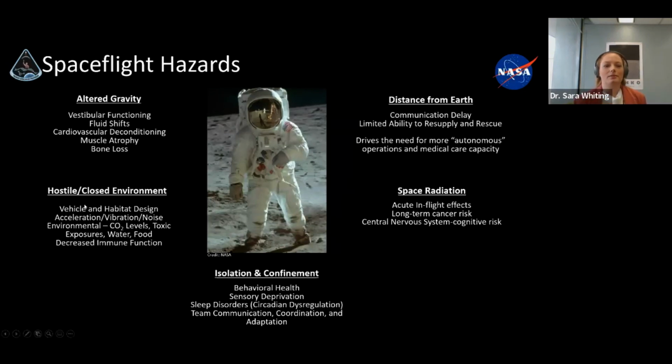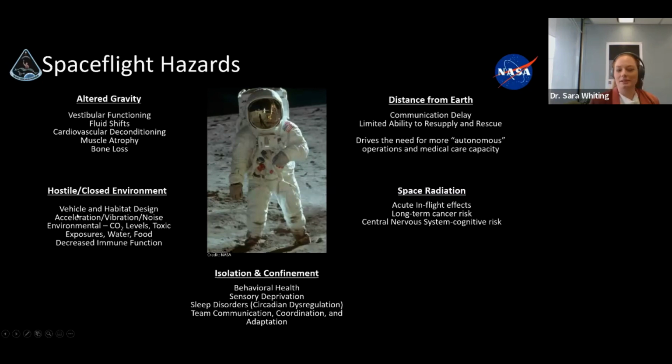There's the hostile closed environment, which really means that you're living in a tin can. It's a closed environment where you're not getting inputs from other sources. You're not connected physically to other things like the ground, and it's a hostile environment in the sense that the environment outside of your vehicle is incompatible with life in some way. So this has implications for how the vehicle is designed itself, whether it's designed around the human, or the human is forced into the system that isn't really designed well for them.